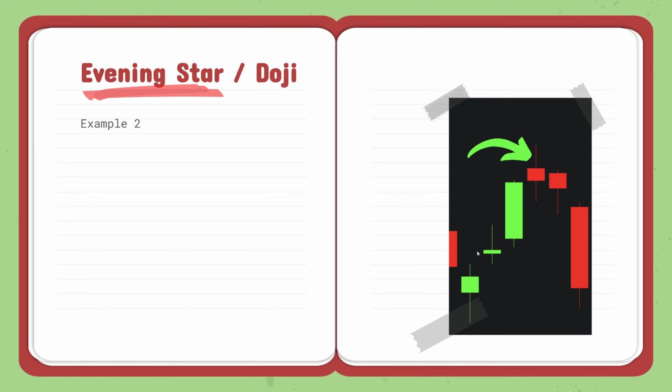Here is example number 2. We have a nice little uptrend going. All right, boom, there's your doji. Small body, and your wicks are equal in size. And nice dump right after, right?